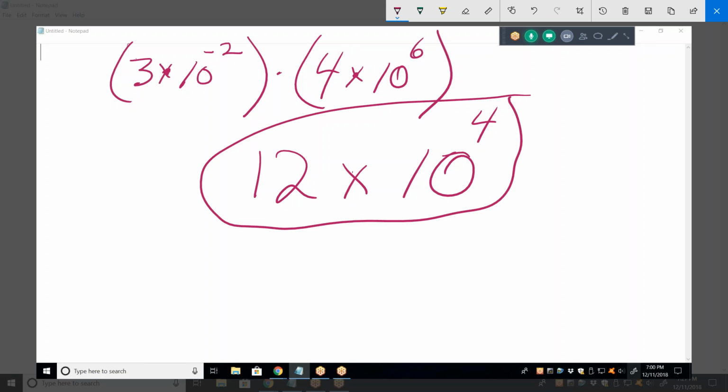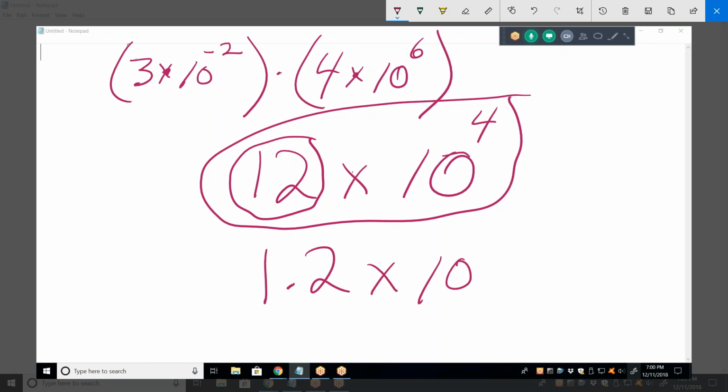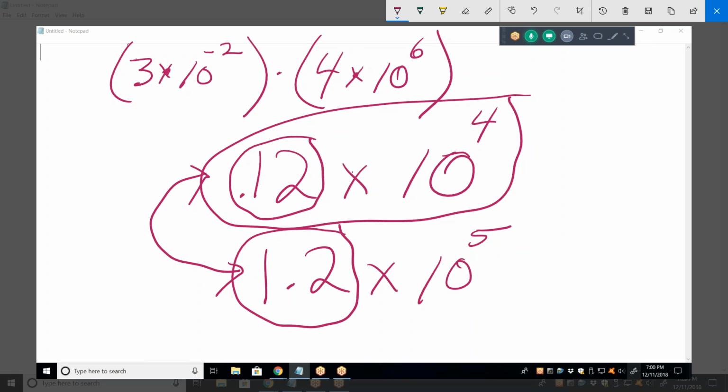Scientific notation dictates that this number has to be between 1 and 10. So, if they ask for this answer in scientific notation, I have to make it 1.2 times 10 to the 5th. Those are equal, same numbers. It's just that I now have it in proper scientific notation. And if you have to go the other way, let's say I ended up with 0.12, then I subtract 1 from the exponent. And that would become 1.2 times 10 to the 3rd.